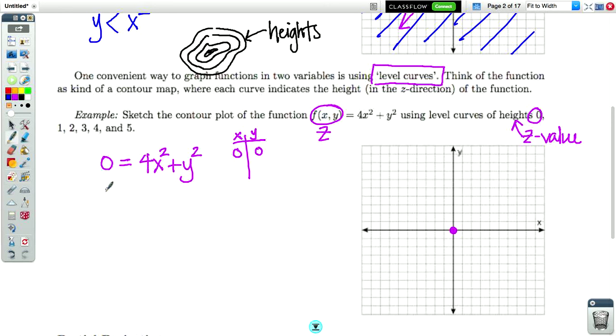So then I'm going to do this again, except I'm going to use a height of 1. So now instead of setting the function equal to 0, I'm going to set it equal to 1. So 1 equals 4x squared plus y squared.